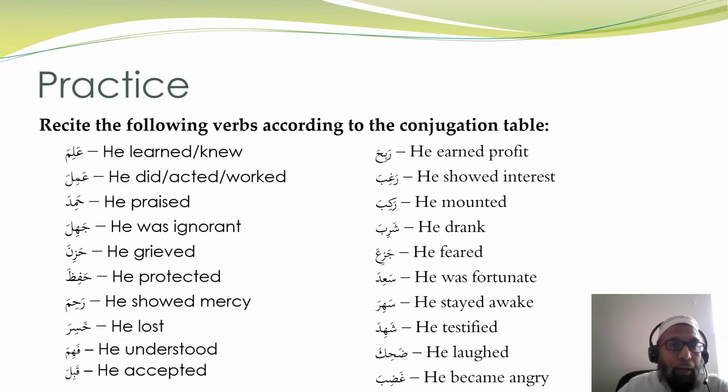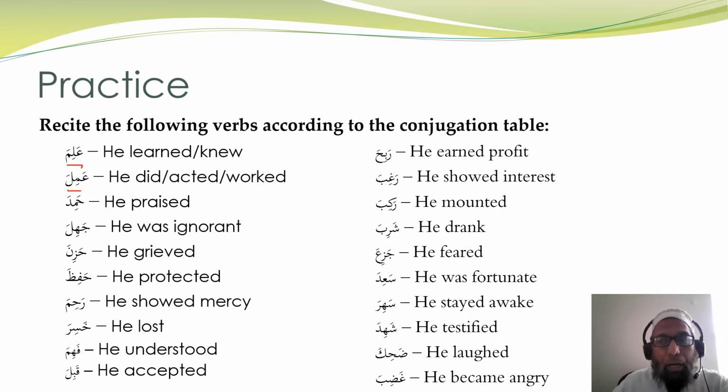The next one, amila. Just changing the letters back and forth, it becomes amila. Amila means he did. Similar to fa'ala, amila means he did, or acted, from amal, he acted, practiced, he worked. So these are different words which have the same meaning, synonyms basically, for amila.